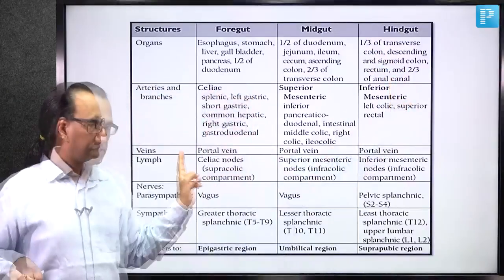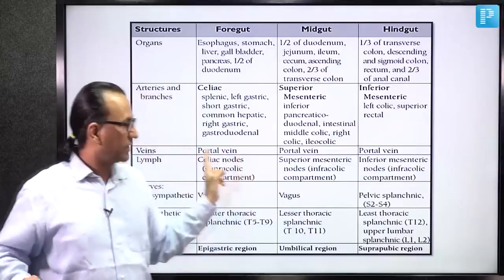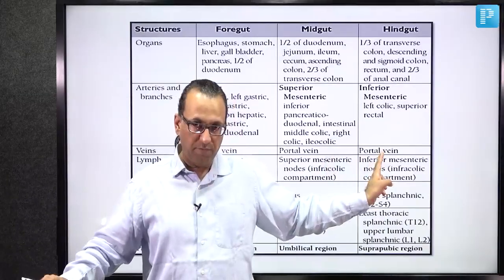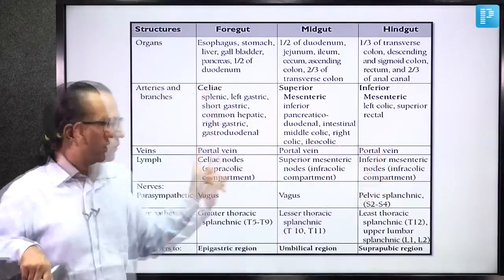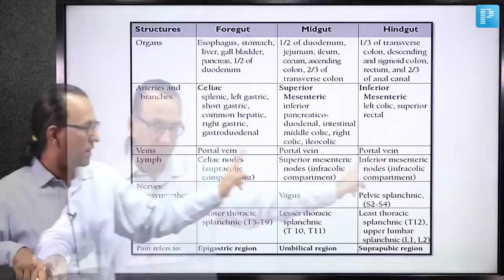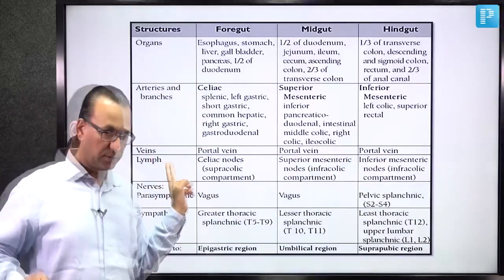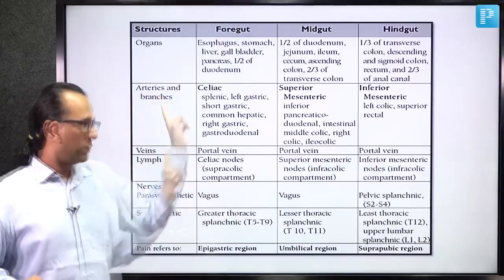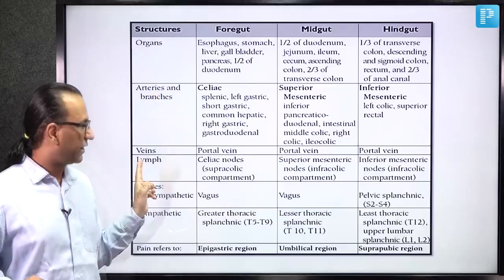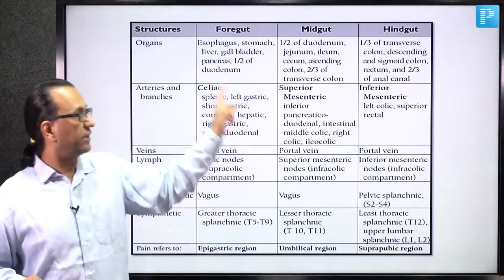When it comes to the veins, there's the portal venous circulation, which is carrying the nutrients absorbed from the intestine and the gut tube towards the liver for metabolism. And then we have the lymphatics. Lymphatics follow veins, which follow arteries. So lymphatics following arteries is evident here. Celiac lymphatics follow the branches of the celiac artery.